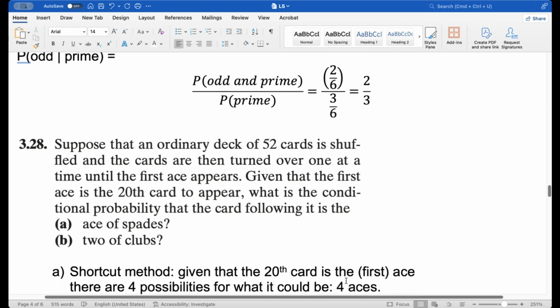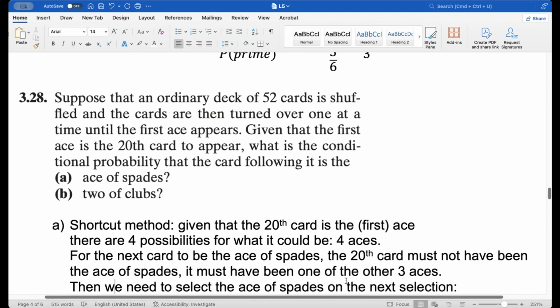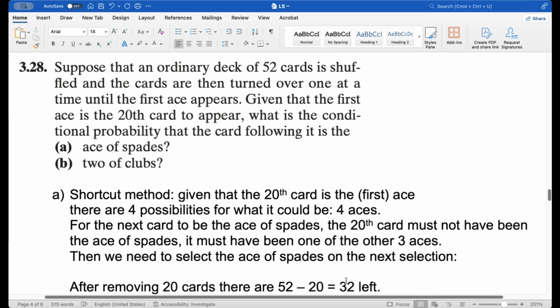We know that the 20th card is the first ace, so we know it's one of four cards, the four aces. We have club, spade, heart, diamond. Now, if we want the next card to be the ace of spades, the only way that could happen is if the 20th card was not the ace of spades. So it would have to be one of the other three aces. If we want the next card to be the ace of spades, we need the 20th card to be one of the other aces. So there's a 3 out of 4 chance of that happening.